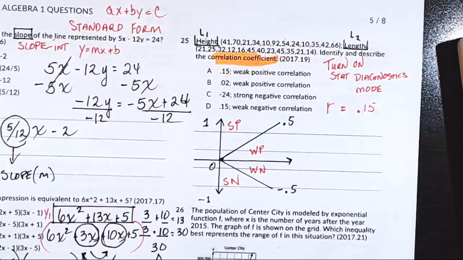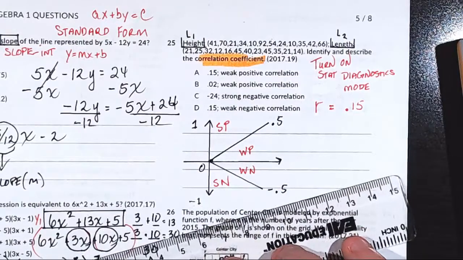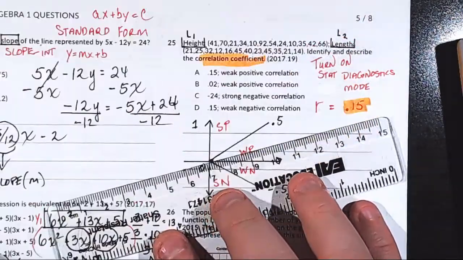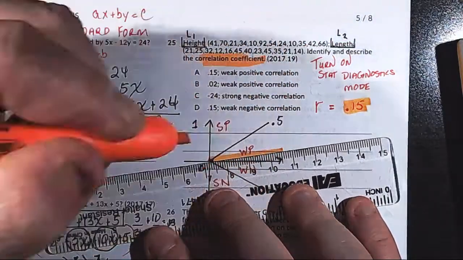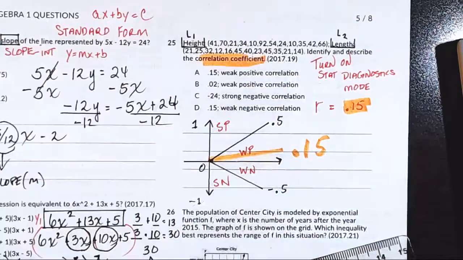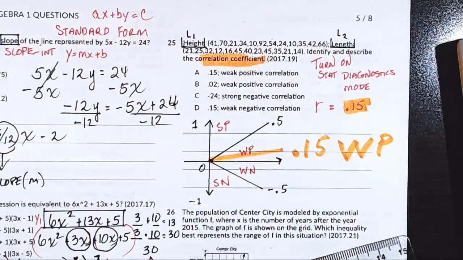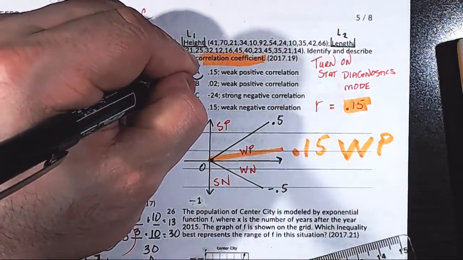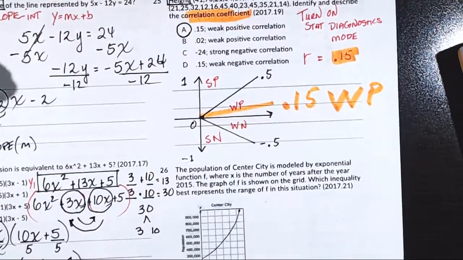So where does ours come in? Ours is 0.15. We plot it like a slope. So our correlation coefficient is going to be somewhere in this area right here. So this is 0.15, and that is a weak positive correlation. So what we're looking for here is 0.15 weak positive correlation. That's answer choice A. Okay.